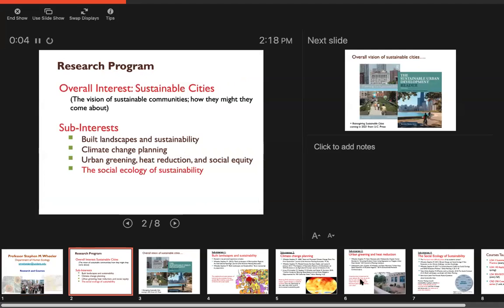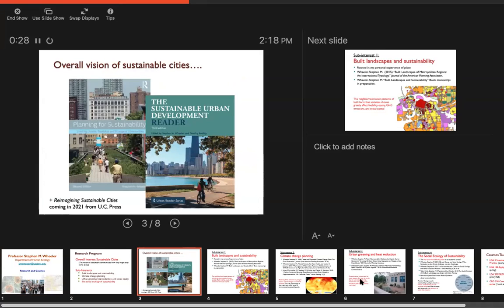So my overall interest since I was a grad student in the 1990s has been sustainable urbanism. How do we get to a future that can be a good one long-term for humans and for ecologies? And how might that come about? And then I have a number of sub-interests. On the big picture, I've written a number of books trying to sort of pull the pieces together and paint the picture for people. And these are a couple of books that are used as texts fairly widely.